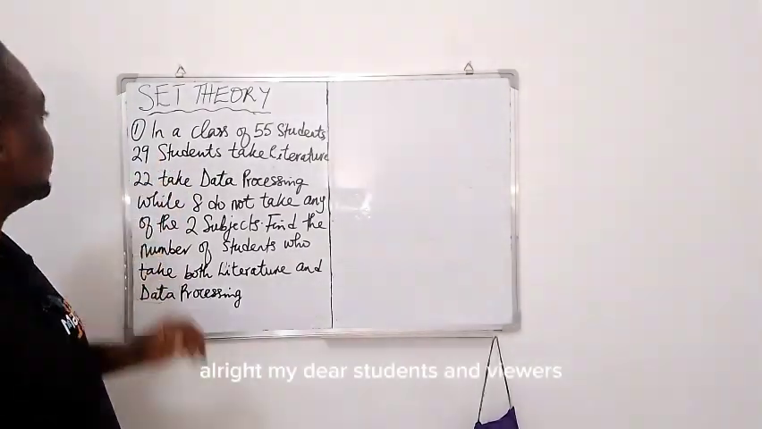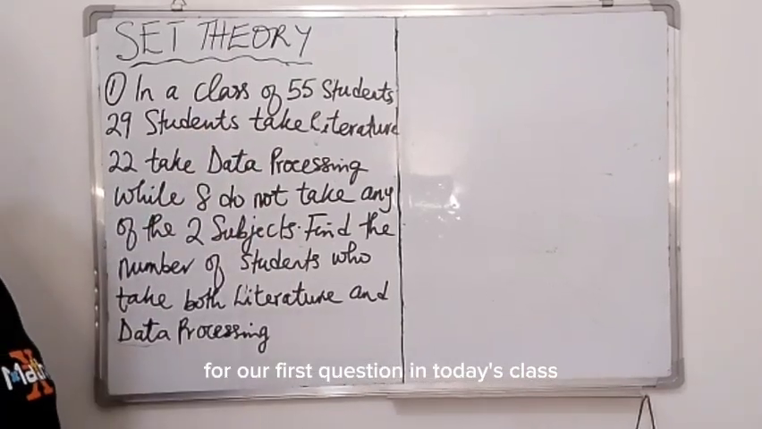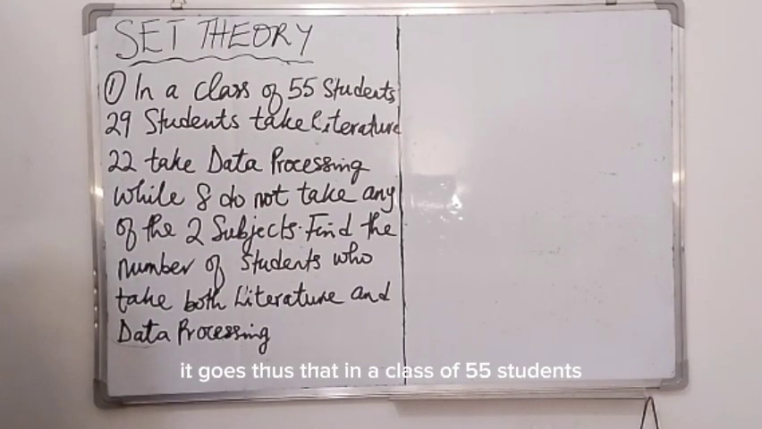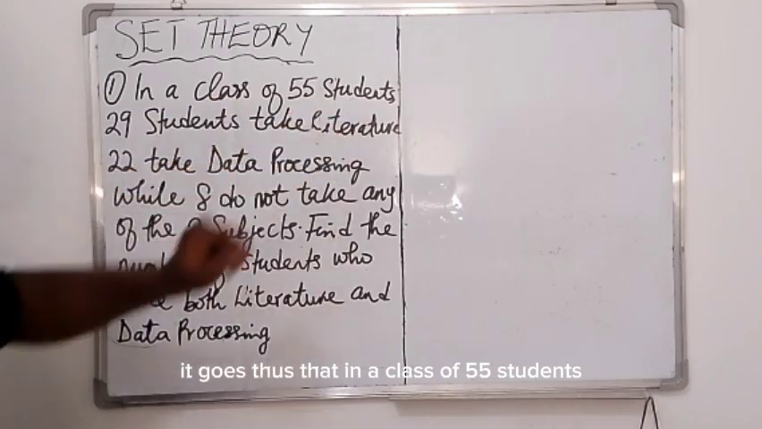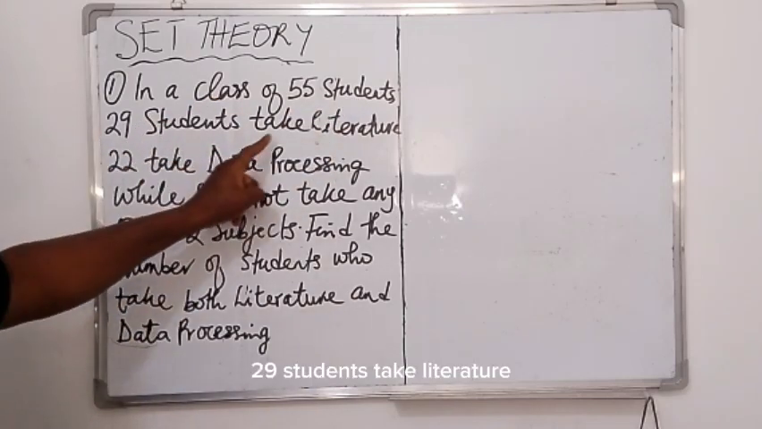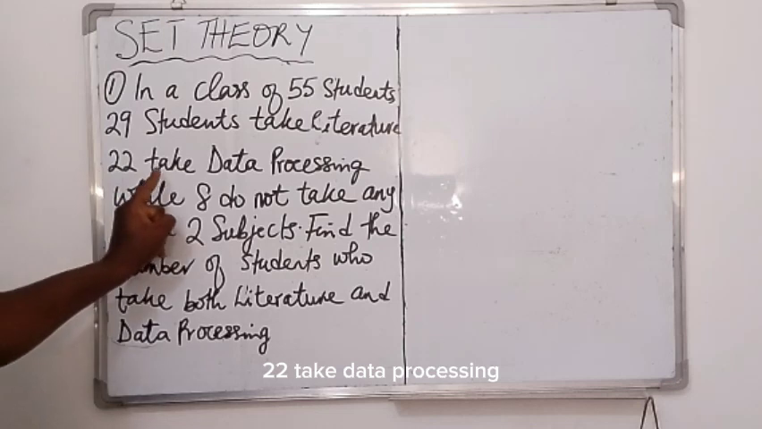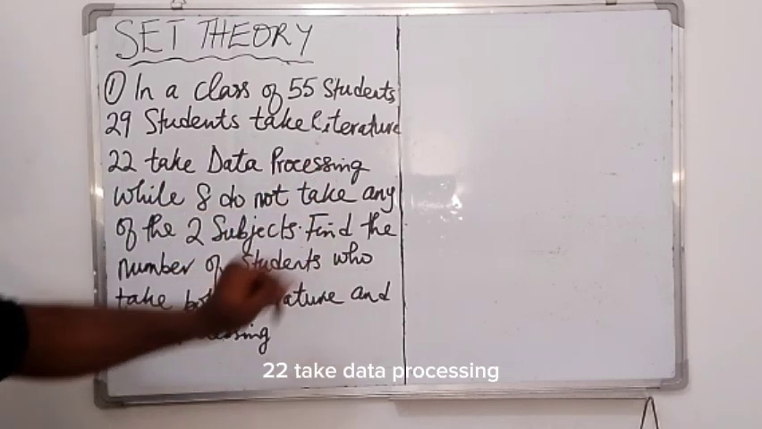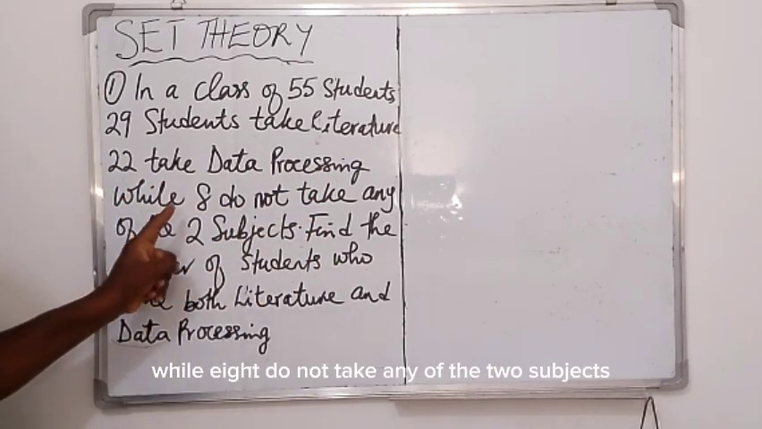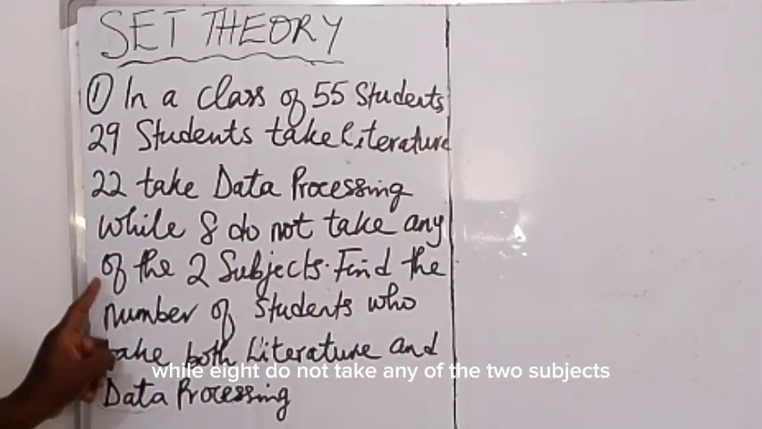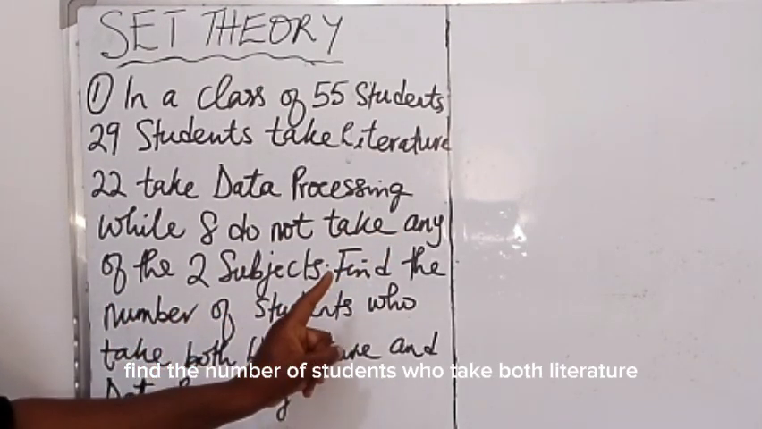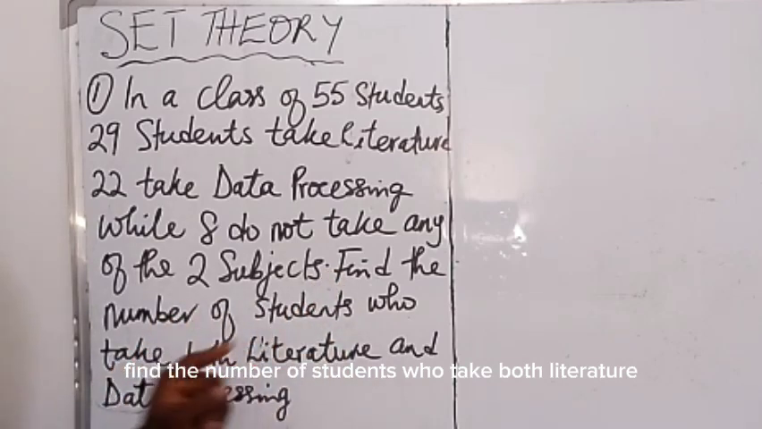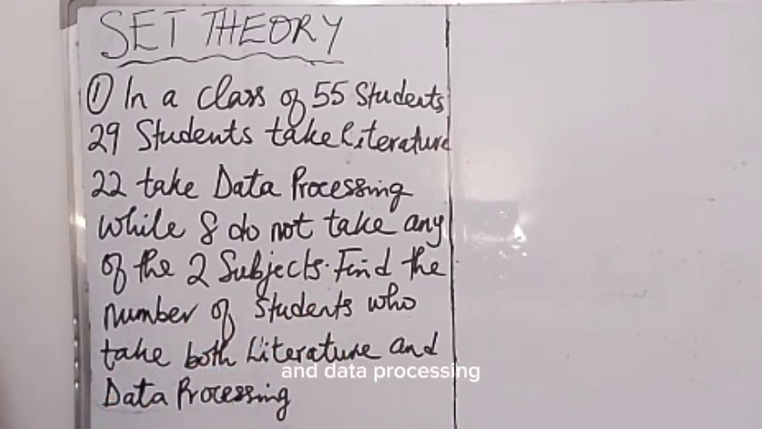All right, my dear students and viewers, for our first question in today's class, it goes thus: in a class of 55 students, 29 students take literature, 22 take data processing, while 8 do not take any of the two subjects. Find the number of students who take both literature and data processing. So that's our first question for today.